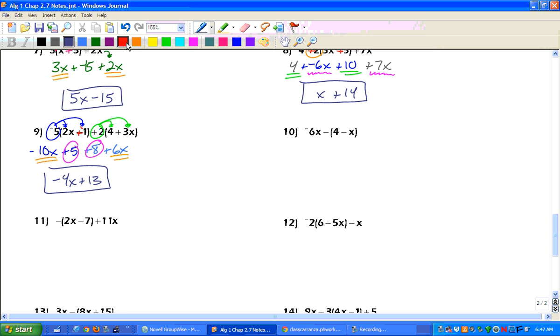All right, number 10, they're trying to be tricky with you. After you do your click, click, you're like, well, what number's in front of the parentheses right there? And remember that they're hiding a little 1 there. So that's what you're going to be distributing. Okay, that negative 6x just comes down, and then you multiply the rest. So you got plus negative 4, and then plus x. Find your like terms. Negative 6x plus 1x, negative 5x, minus 4.